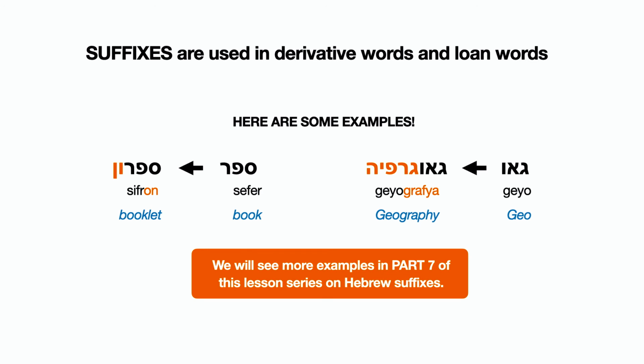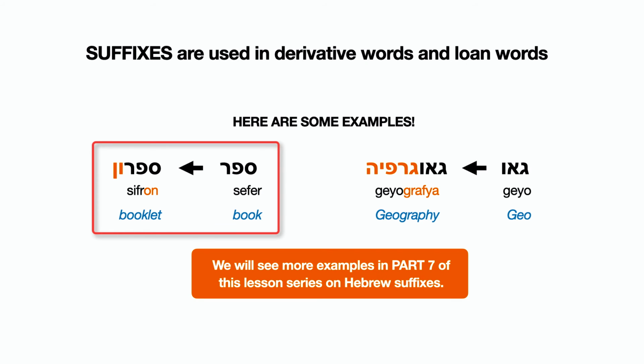And finally, suffixes are used in derivative words and loanwords. Here are some examples. Sefer means book. To say booklet, we add on. It becomes sifron. Sefer, sifron. It's similar to English, where book is book, but if you add let to book, it becomes booklet. So there's a suffix. It means little book. So sefer means book, sifron means booklet.